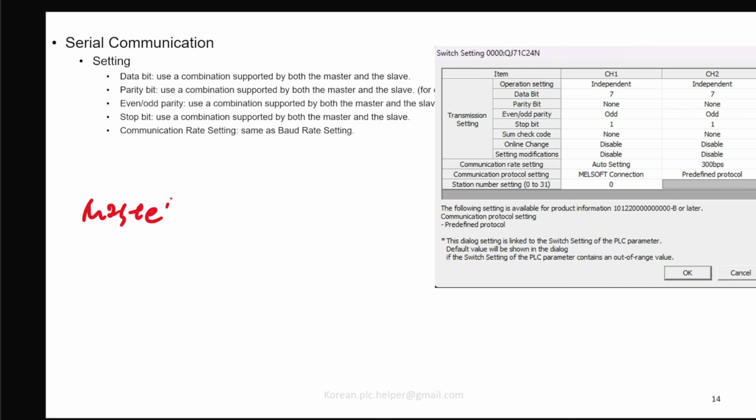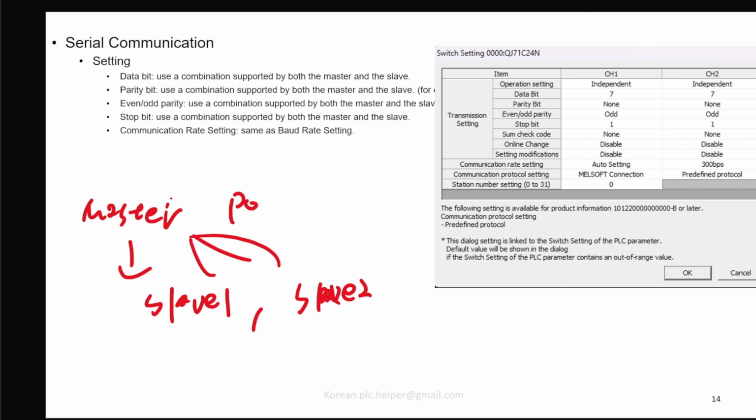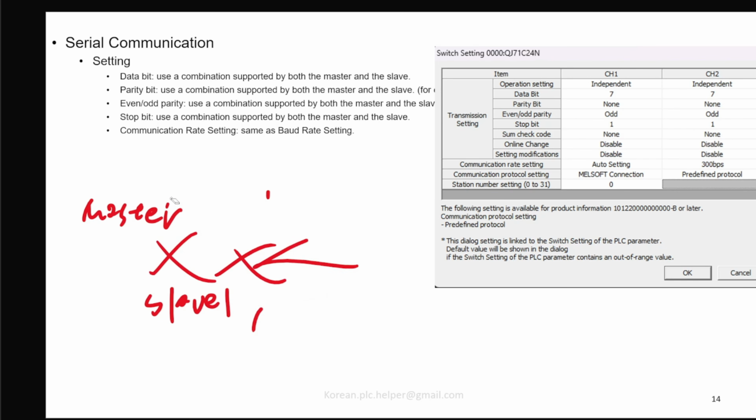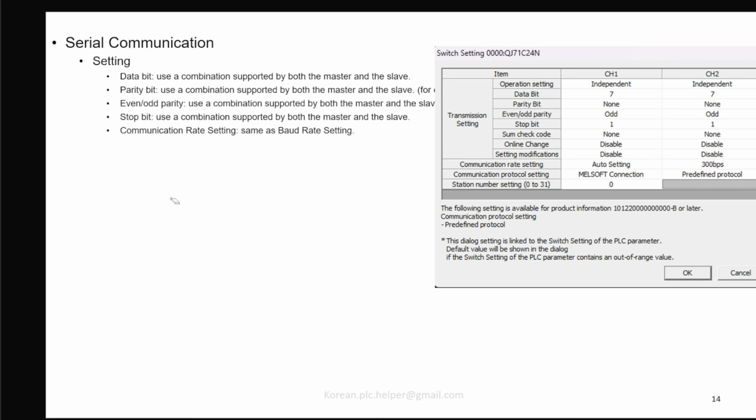Master, slave 1, slave 2, all must use the same parity code. If even one setting is different, normal communication may not be possible. Therefore, each setting must be checked during communication commissioning. The main items to verify are as follows.